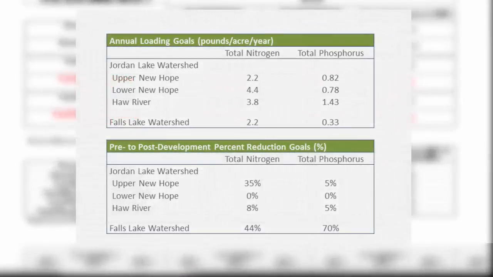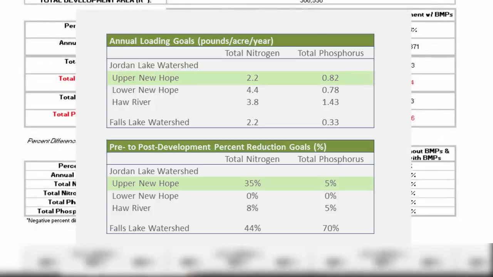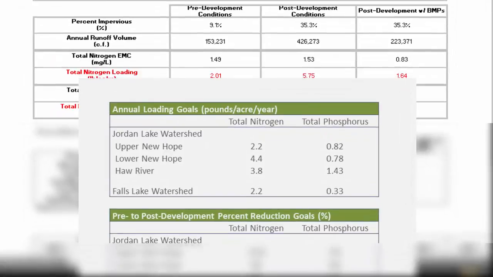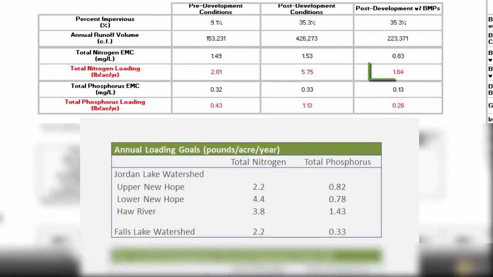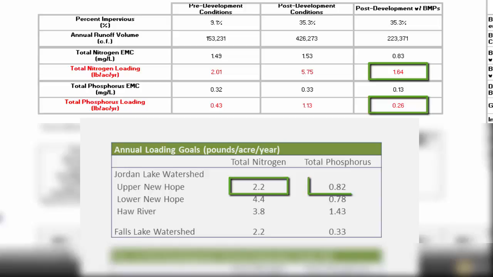If this site were located in the upper New Hope watershed, then the current post-development plan would meet respective nitrogen and phosphorus load percent reduction requirements and the loading rate requirements. Only one set of criteria needs to be met to achieve compliance. This site has an estimated nitrogen and phosphorus loading rate of 1.64 and 0.26 pounds per acre per year, respectively, which is less than the loading criteria of 2.2 and 0.82 for the Upper New Hope watershed.